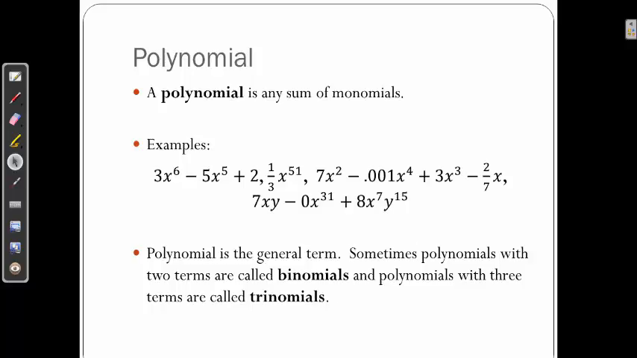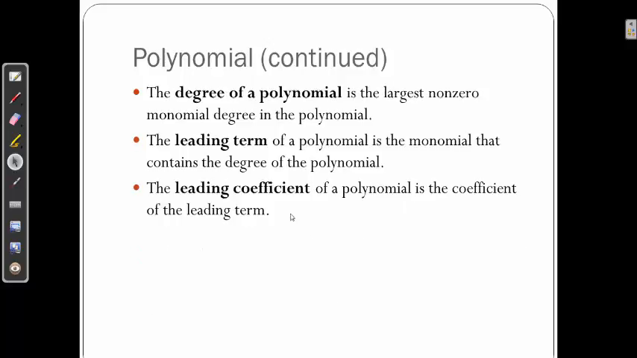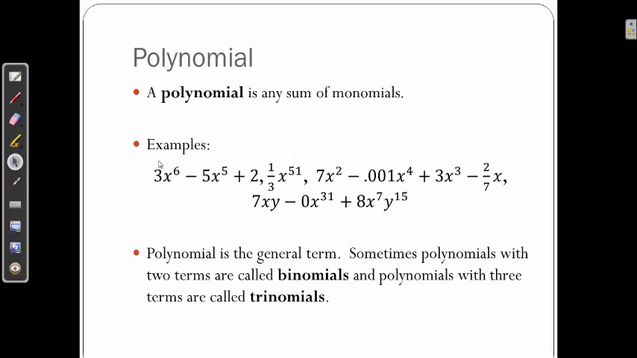Then we talk about leading terms. The leading term of a polynomial is the monomial that contains the degree. This is the leading term, 3x to the 6th in the first one. This is the leading term because it's the only term. This is the leading term in the third polynomial, negative 0.001x to the 4th. So in a problem in the homework, if they asked you to find the leading term, don't forget to write the sign as well. Negative 0.001x to the 4th. And in the fourth polynomial, of course, the leading term is 8x to the 7th y to the 15th.